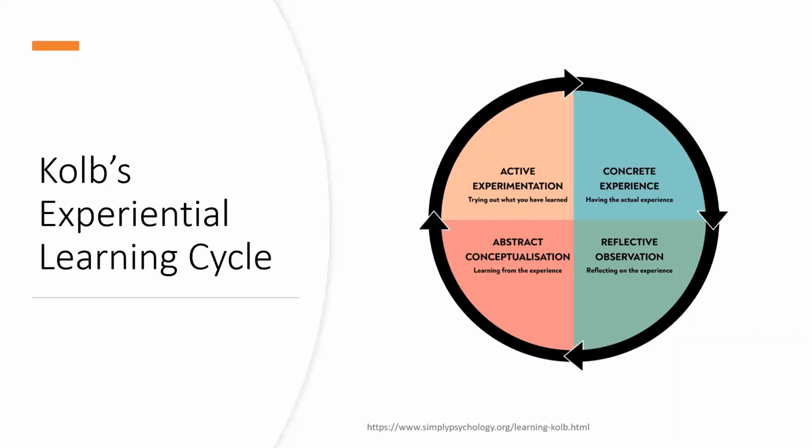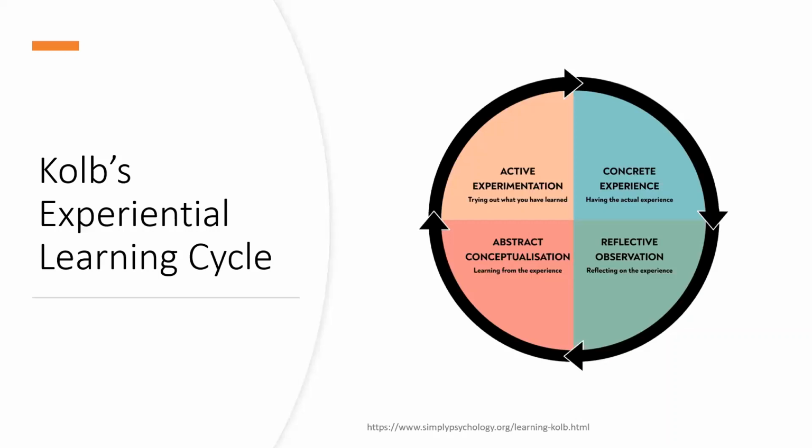Then we have abstract conceptualization. In this stage, the learner tries to conceptualize the experience and form abstract ideas and generalizations based on the reflections. They seek to understand patterns, theories, and principles that explain the experience.